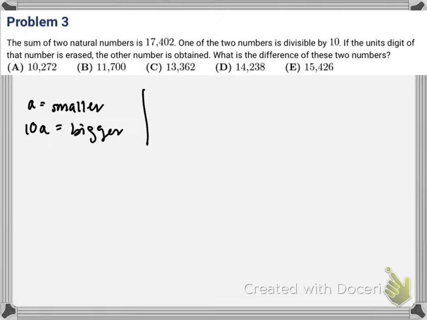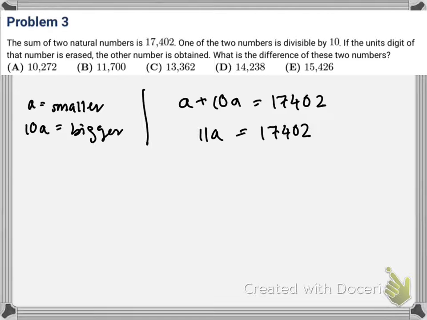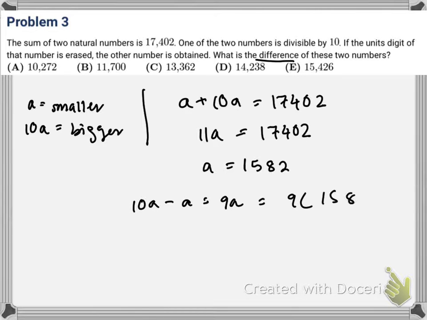Okay, so the sum of these is 17,402, which means A plus 10A equals 17,402. Now, all I really have to do is say 11A equals 17,402, and I can go through the division of that. I'll spare you the computation and tell you right now that A equals 1582, and so this is where your arithmetic skills have to be really solid. The difference of the two numbers is just going to be 10A minus A, which is 9A, which is going to be 9 times 1582.